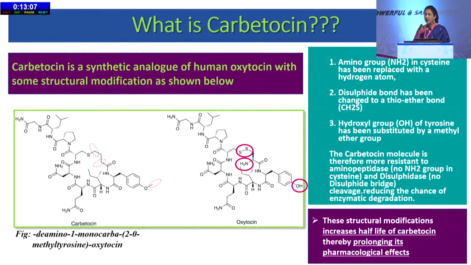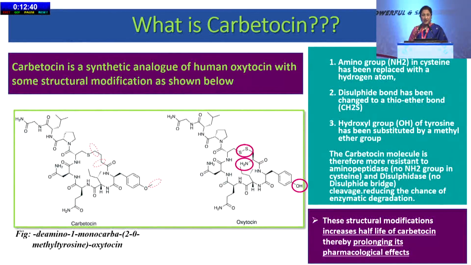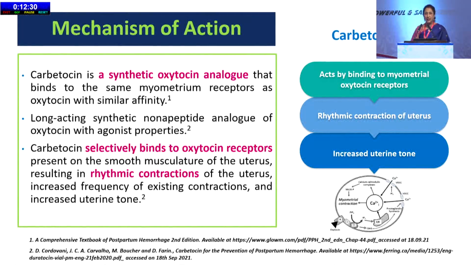Now, carbetocin is a synthetic analog of human oxytocin. It has certain structural modifications, as shown here: the amino group in the cysteine has been replaced by a hydrogen atom, the disulfide bond has been changed to a thioether bond, and the hydroxyl group of tyrosine has been substituted by a methyl ether. All this did wonders, as it became resistant to aminopeptidase. Once it became resistant, it was not degraded, and this led to an increased half-life of carbetocin, prolonging its pharmacological effects.